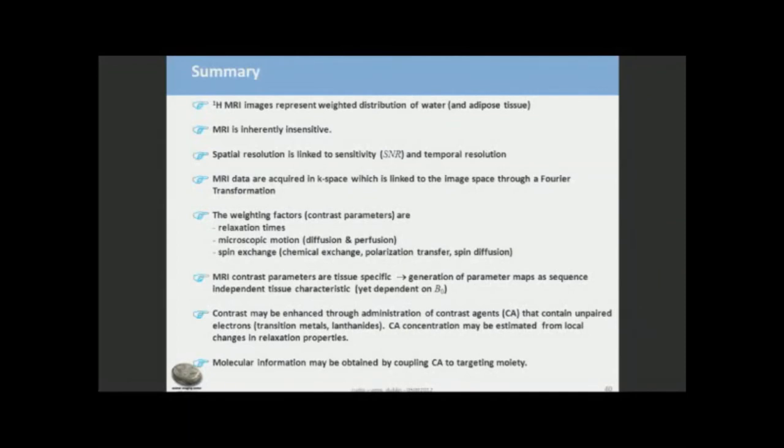There are different weighting factors or contrast parameters: relaxation times, microscopic motion, diffusion, perfusion, and spin exchange, chemical exchange, polarization transfer, spin diffusion, which all affect MR contrast, and which I think are the major source of contrast in soft tissue. MRI contrast parameters are tissue specific. I think that's really the beauty of the method. But to get a good characterization of the tissue, you need to generate parameter images. You have to have a T1 image of a tissue, a T2 image, etc. They still depend on B0, the magnetic field. So if you compare images at different field strengths, they may look different.